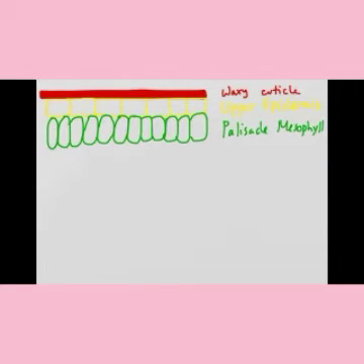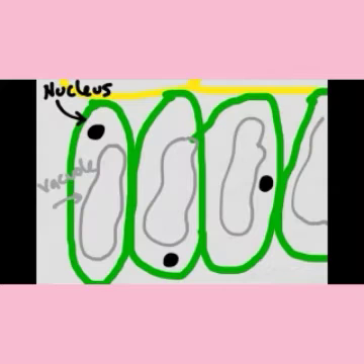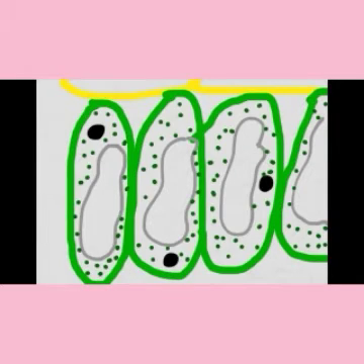The third layer moving down from the top is called the palisade mesophyll. If we were to look very closely at the cells of the palisade mesophyll, we would notice that each of them has a nucleus and also has a very large vacuole for water storage. However, arguably the most important thing about the palisade mesophyll layer is the fact that these cells are full of chloroplasts.